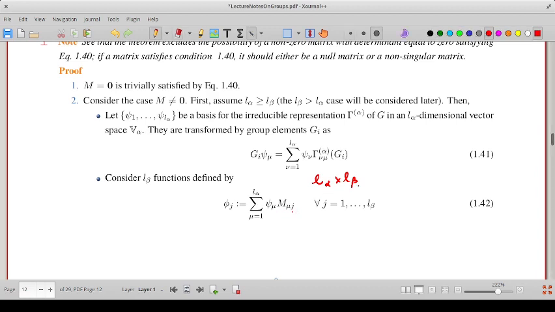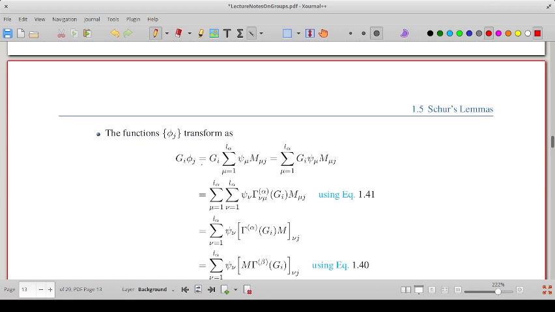Since M is of order L alpha by L beta, there will be L beta values for j. So j runs from 1, 2, 3, etc. up to L beta. So we can define L beta vectors phi j this way. And we now consider the action of Gi on phi j.